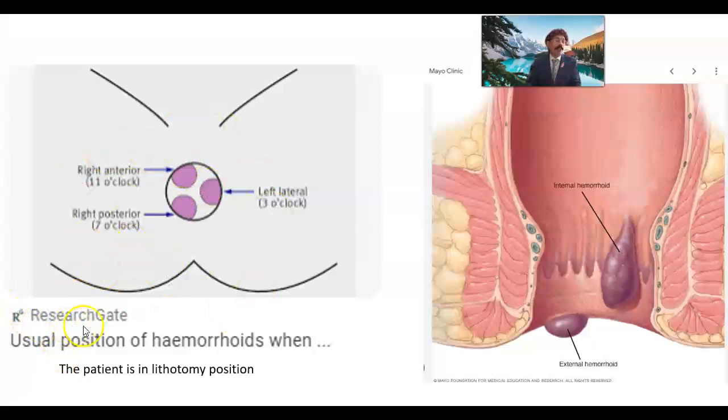This image has been taken from ResearchGate, from Google Images. This is from the Mayo Clinic, also from Google Images, with gratitude to them.